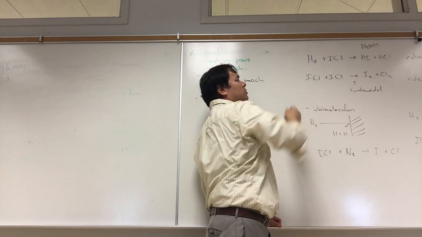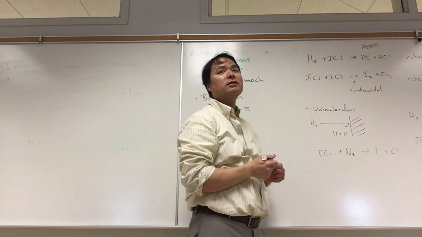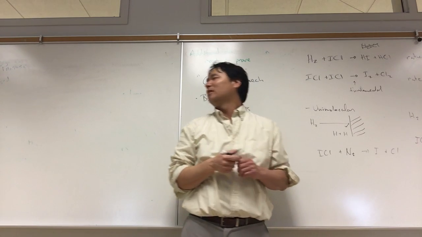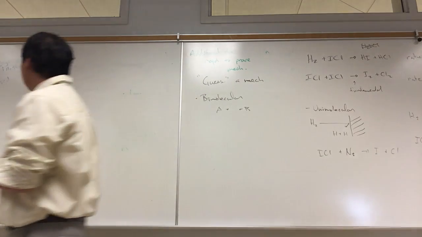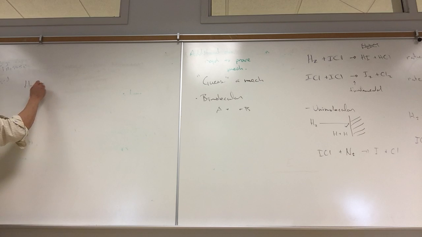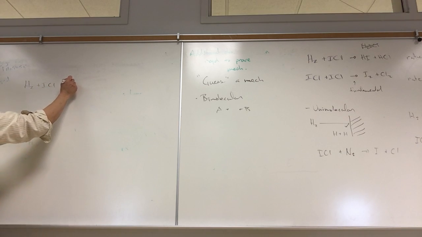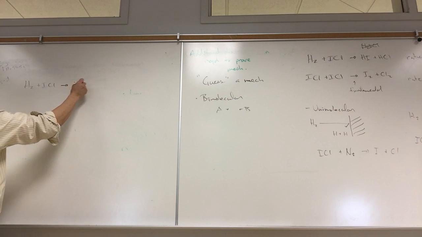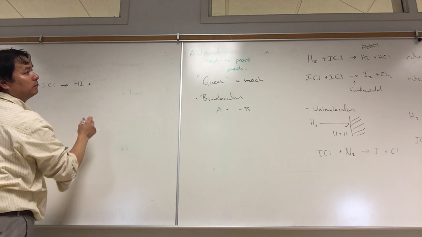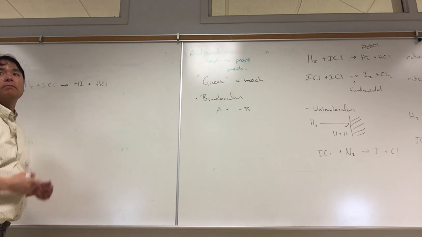And so out of these two, which one will we go with? The two ICl colliding or the H2 and the ICl colliding? It doesn't really matter. We just trial and error and then guess. But I'm just going to guess the H2 and the ICl collide. This is going to form HI plus HCl, right?